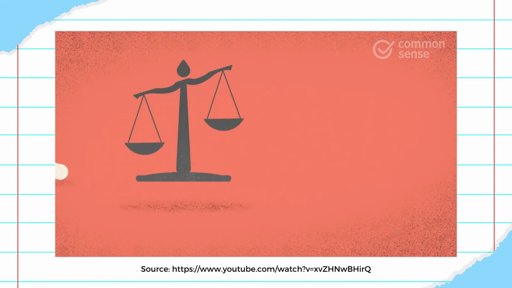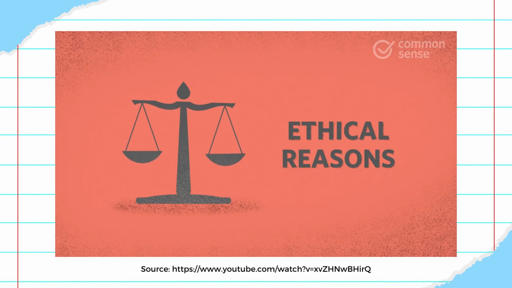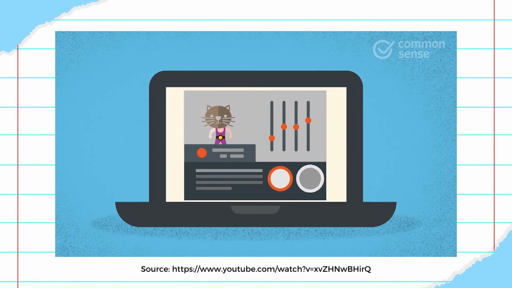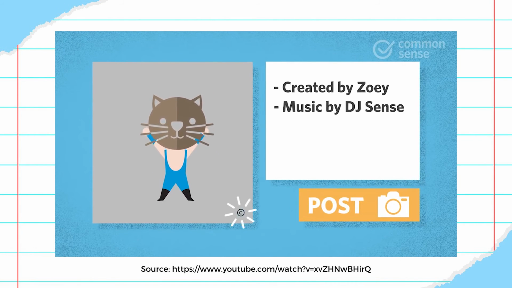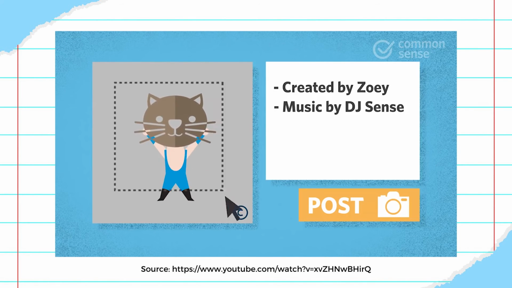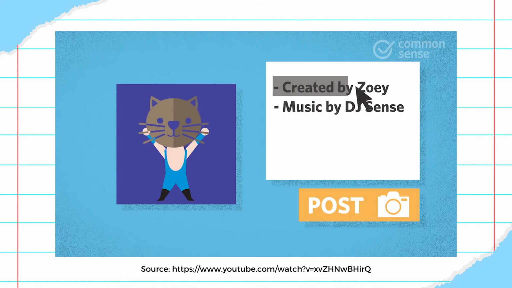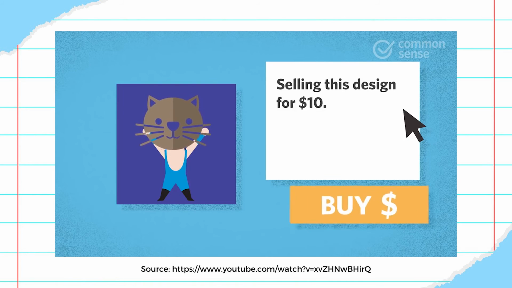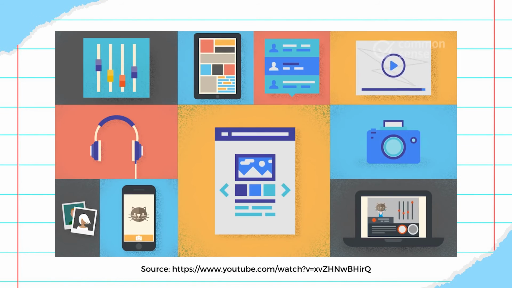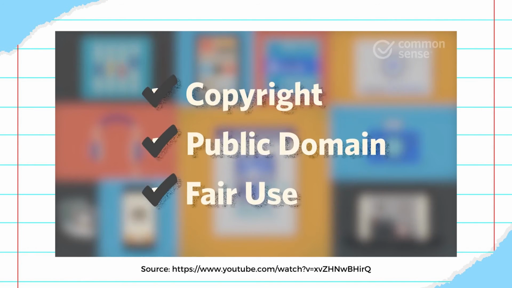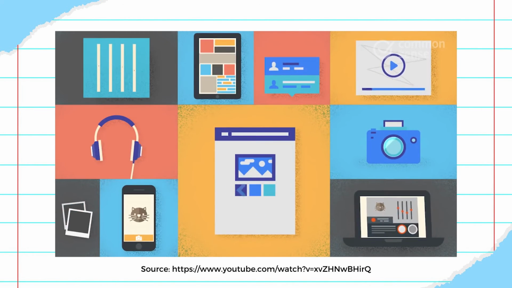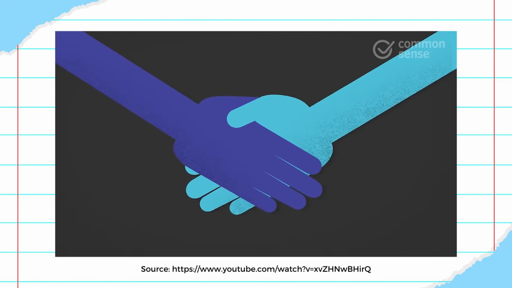But let's not forget the ethical considerations when using content found online. Think about it. If you created something original and put it online, wouldn't you want others to give you credit for your work? What if they changed it or made money off it and no one knew you were the original creator? That's just not right. So remember, when we go online in search of things to use, keep these 3 concepts in mind: copyright, public domain, and fair use. We're all creative thinkers and creators, and it's always important to give credit where credit is due.